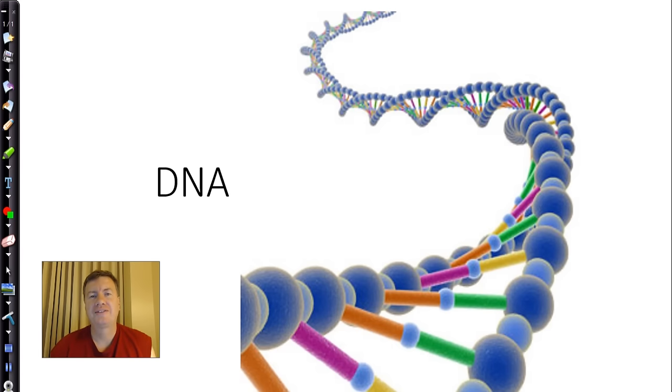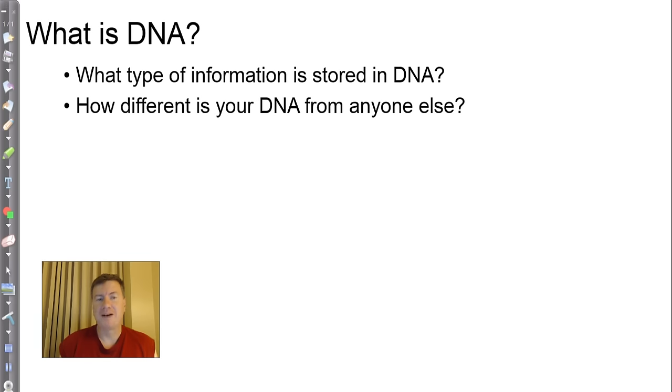We said in the last video that the point, if you really think about it, of reproduction is to pass on this molecule DNA from parents to offspring, or in the case of asexual reproduction, from parent to offspring. So what is DNA and why is it so important that there's a whole mechanism called reproduction to pass it on? If you consider what type of information is stored in your DNA and how different your DNA is from anyone else's, it may give you a little bit of a clue.